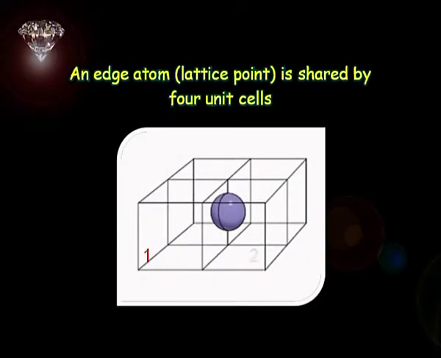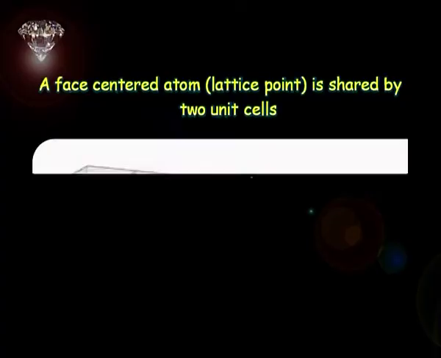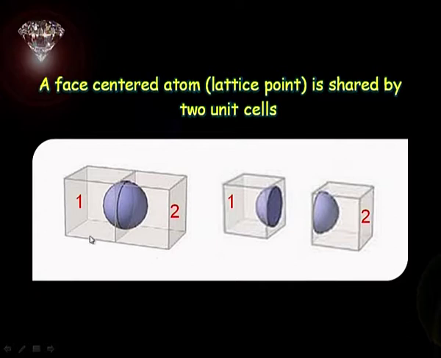Similarly, if you look at the edge atom, the edge atom is shared by 4 unit cells. So, accordingly the contribution to one unit cell will be 1/4. If you look at the face centered atoms, a face centered atom is shared by 2 neighboring unit cells, whereby the contribution to each unit cell is just half of it.